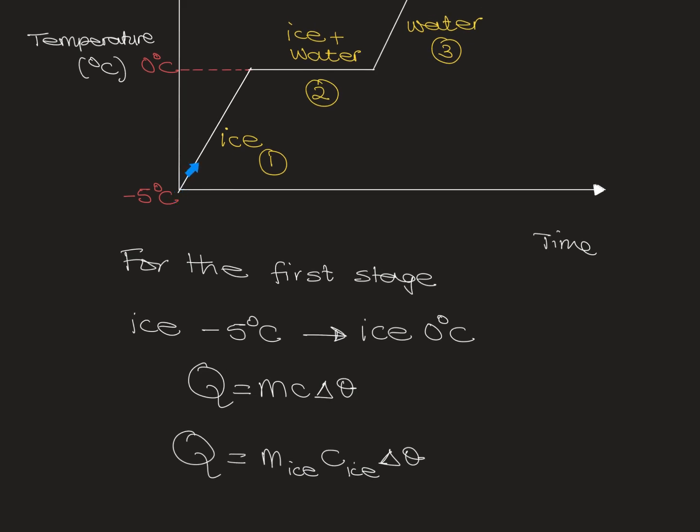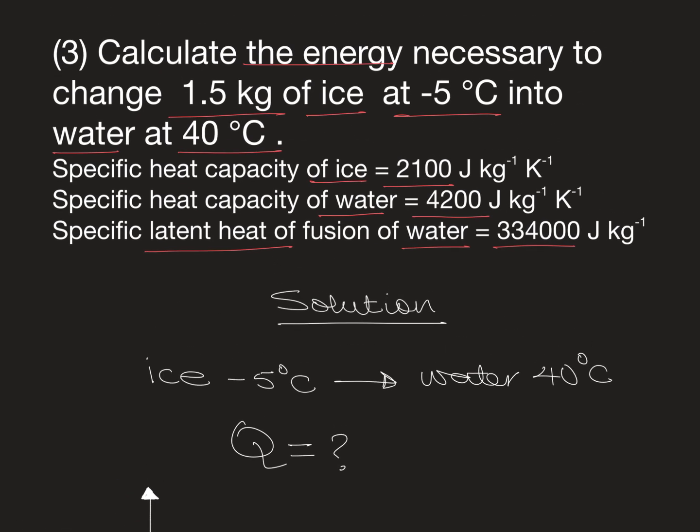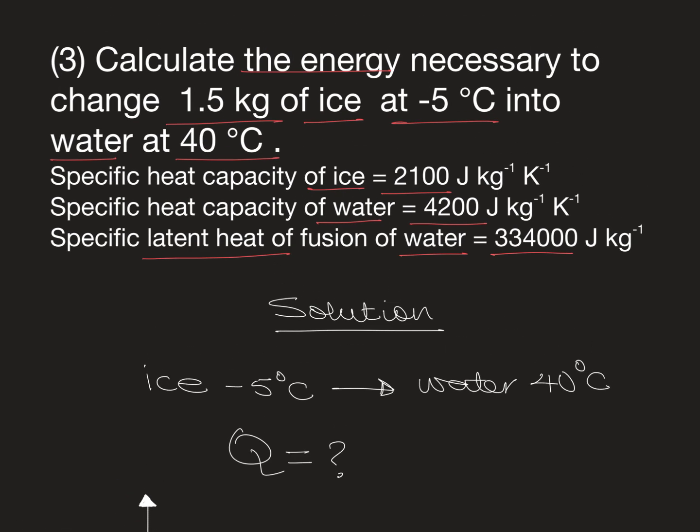So for the first stage, we are dealing with ice. So that is why be careful. The specific heat capacity that you have to use will be that of the ice and not that of the water. So many people will make this confusion. So going to the question, what is the specific heat capacity of ice? The specific heat capacity of ice is 2100 joules per kilogram per Kelvin.